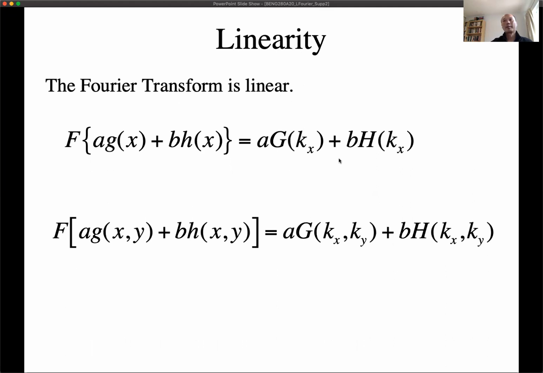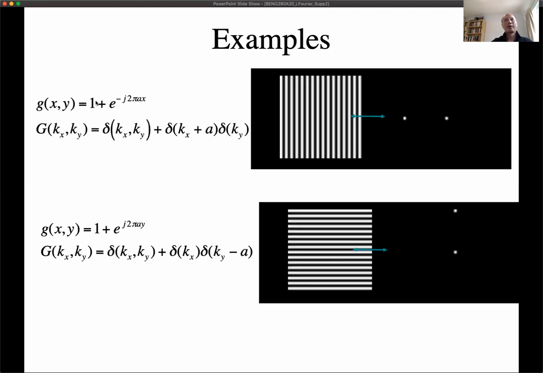Other things: the Fourier transform is linear. That means if I have two things and add them together and multiply by constants, I can get the Fourier transform just by taking the Fourier transforms of the individual functions, multiplying them and adding them together. This is an example here where I can take 1 plus e to the minus j 2 pi x, and I take the Fourier transform of the 1, which is a delta function, and the Fourier transform of this, which is two delta functions. Okay, and so this is just applying linearity.